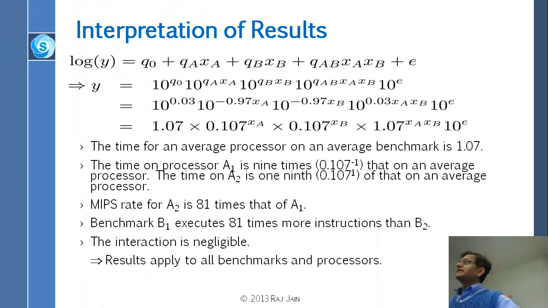So how do we interpret these results? These results basically say that the model is log y is a linear function of these things, and therefore y is 10 raised to q naught times 10 raised to qa xa and so on and so forth. And if you put in the values of q naught, qa, qb, qab, then we get this model, that the mean performance is 1.07. When you have xa, which could be the processor, then the performance goes up and down by a factor of 0.107.